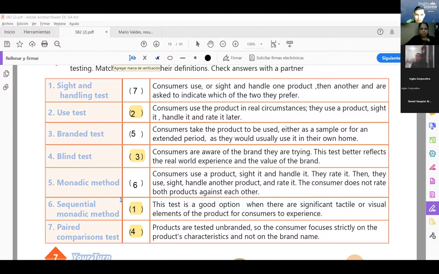First, you have the product, you taste the product, but in a real environment, and at the end you give your opinion about this product. That is a monadic test. There is no translation. It is an explanation of it, because I guess we don't have an equivalent for this word in Spanish.